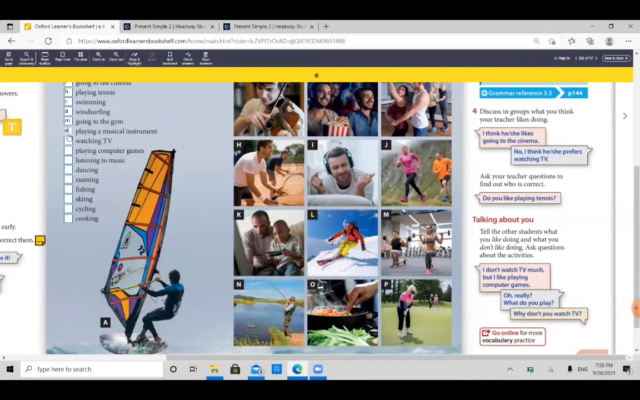Shuruk. Watching TV, D. Okay. Yes, yeah, Asia. K. Playing computer games. So it is K. Okay. Very good. So here we type K.